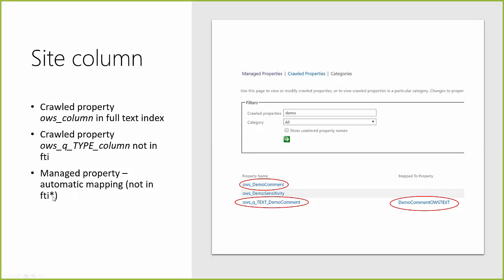The managed properties are not included in the full text index by default. I put a little asterisk there, and that's because except for taxonomy columns. So that means if you have a site column pointing to a term set, you can actually search for the term GUID in free text and you will get a hit.